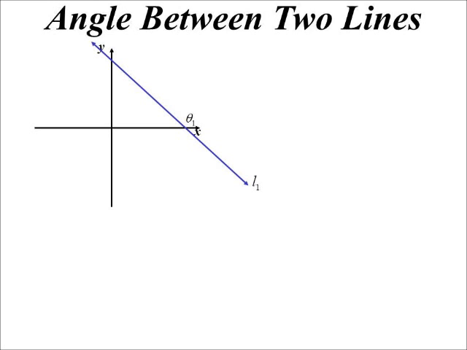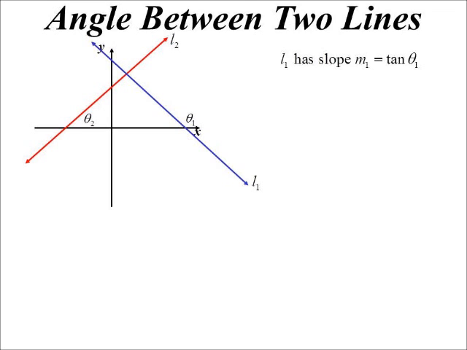Today we're just going to look at an application of what we saw yesterday. And that is, how do we calculate the angle between two lines? So there's one line which I've called L1. It makes an angle of θ1 with the x-axis. Therefore it has a slope m1 which is equal to the tan of θ1.